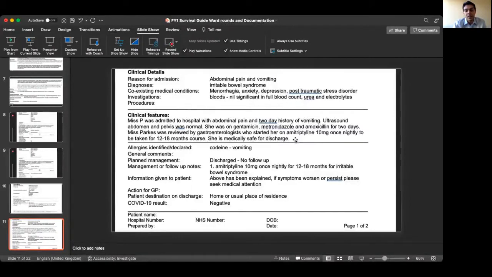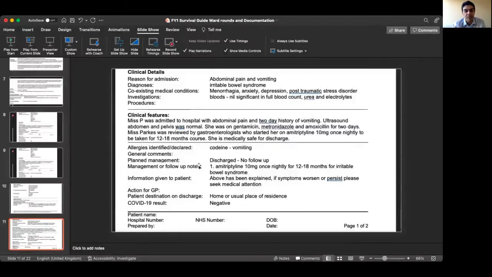So that lets the GP know that the medical team that saw her were happy with her current state to be able to discharge her. In terms of the allergy section, they list any allergies to medication. So this patient is allergic to codeine and the reaction to any allergies. So the patient experiences vomiting whilst taking codeine.